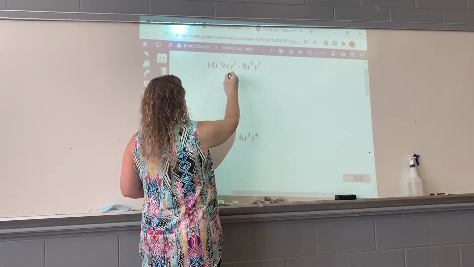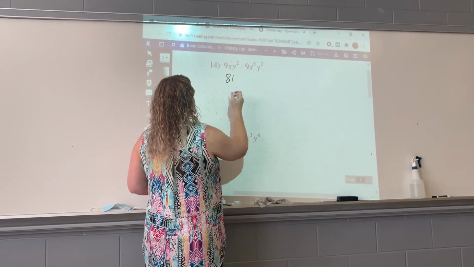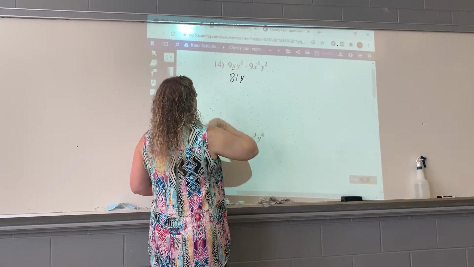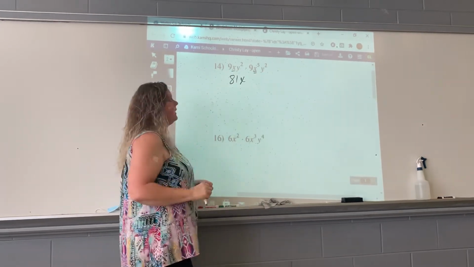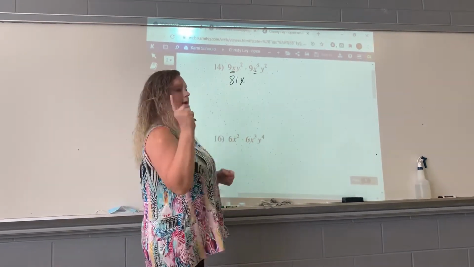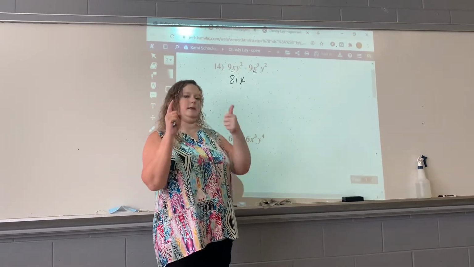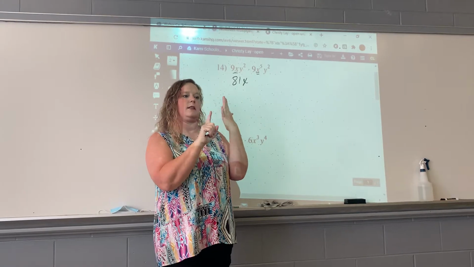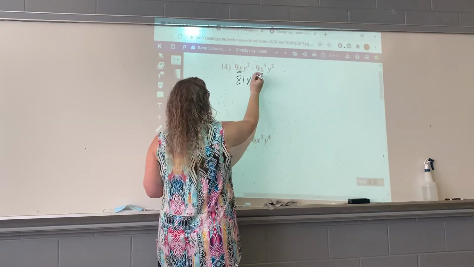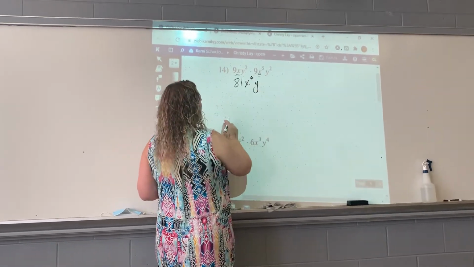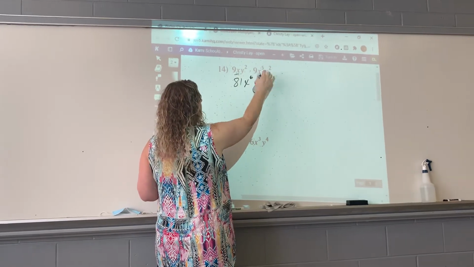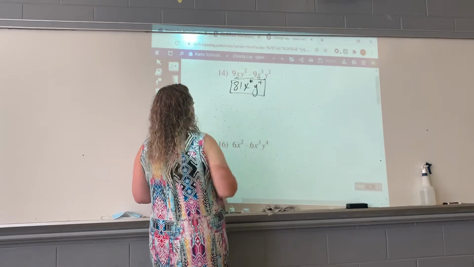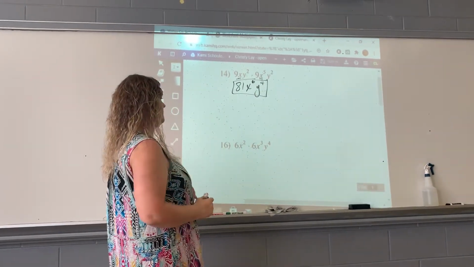9 times 9 is 81. And then I'm going to multiply the bases that are alike. So I start with my x. I've got 1 x here and 5 more here. So if I have an x times 5 more x's, that would be x to the 6th power. There are 6 x's that are being multiplied, so it would be x to the 6th power. Then when I do y, I've got 2 y's and 2 more for a total of 4. So my answer is 81, x to the 6th, y to the 4th.